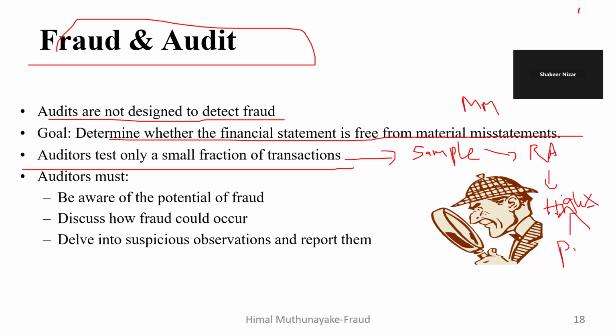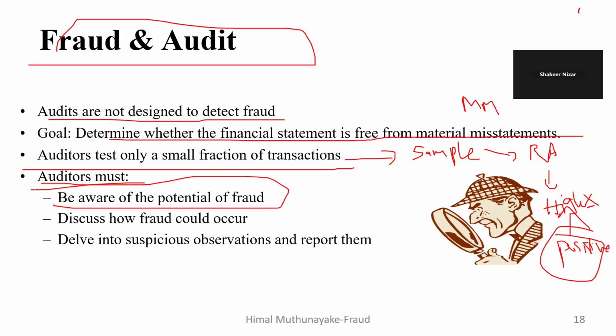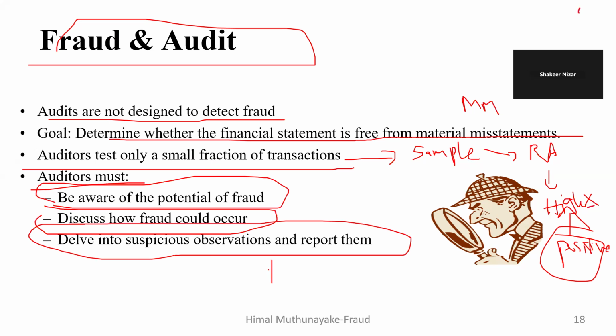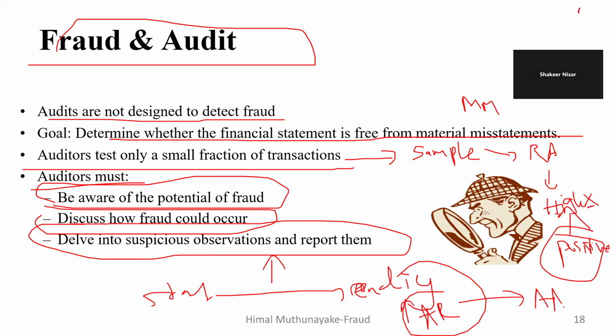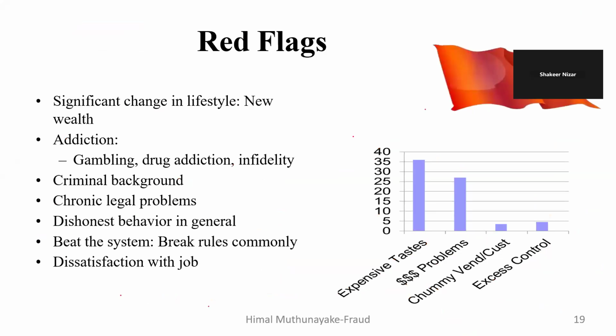We are saying positively that these financial statements are presented fairly and do not contain material misstatement. Auditors must be aware of the potential of fraud, discuss how fraud could occur, be suspicious in their observations and report them, because from the starting point to the ending point, the ending point is the audit report. In auditing in second year, first semester, and third year, first semester, you will learn that, so I'm not going to repeat those. Red flags.